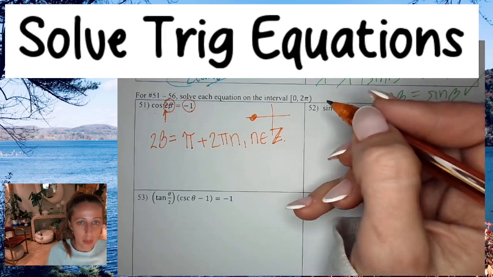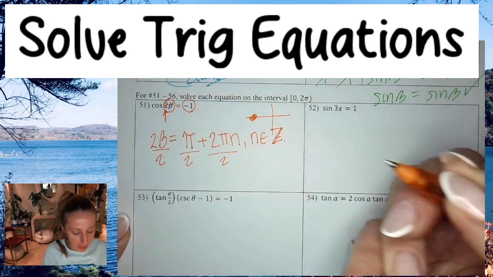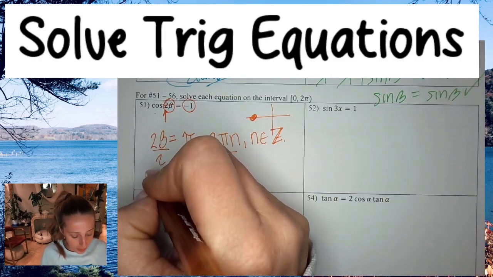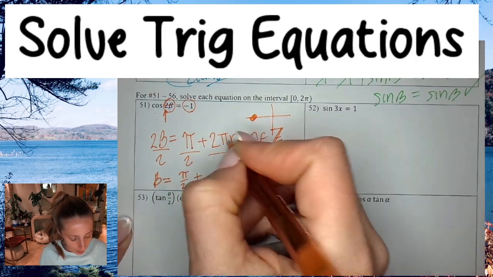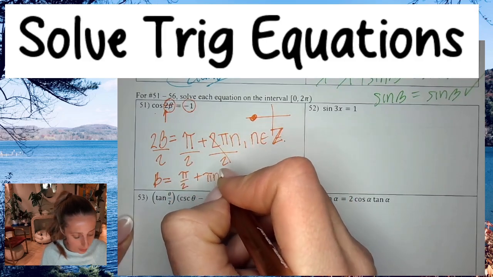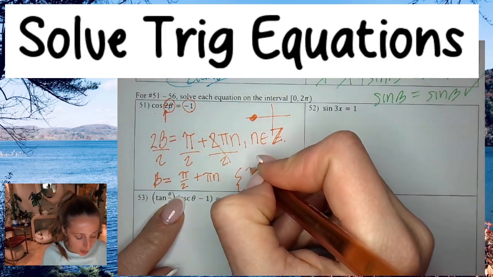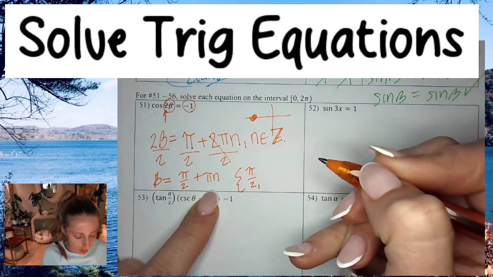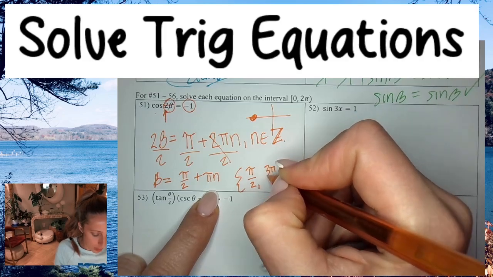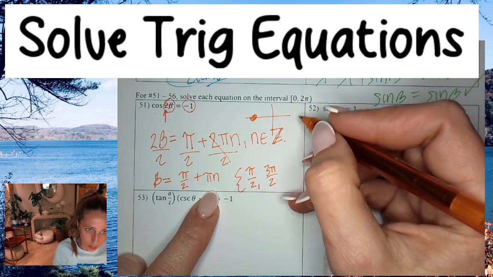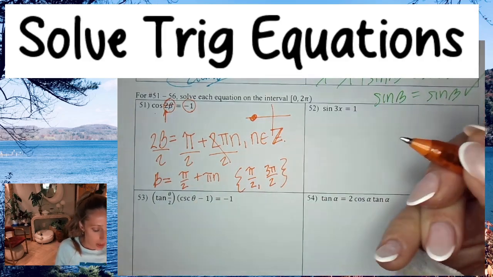Now, I need to get beta totally alone, dividing everyone by 2. Beta is alone equals pi over 2 plus pi n. So what does that mean about our solution set? One of our answers is pi over 2. If I add pi, that would be 2 pi over 2 being added. That gives me 3 pi over 2, and I'm still between 0 and 2 pi. If I add pi again, another 2 pi over 2, I'm at 5 pi over 2. That's too big, and I'm done.